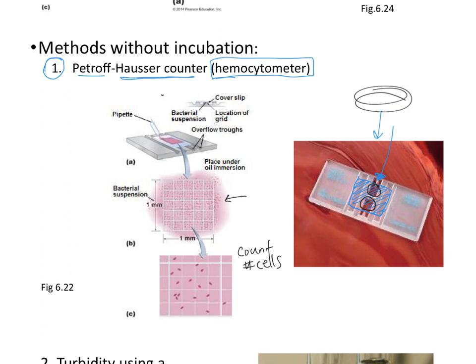And again, you have to have a countable range. If you only see 2 cells or whatever, it's not statistically significant. If you get too many, you just can't count it accurately. But it is fast.